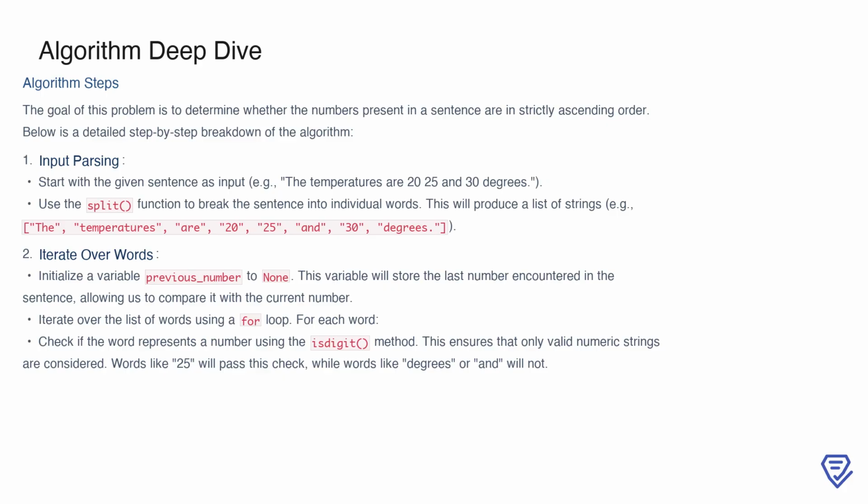Next, we initialize a variable called previous_number and set it to None. This will help us keep track of the last numerical value we encountered in the sentence. Then, we iterate over the list of words using a for loop. For each word, we use the isdigit method to check if it represents a numeric value. This ensures that non-numeric words like "degrees" or "and" are ignored, while numeric strings like "20" or "25" are processed. This setup allows us to focus only on the numbers within the sentence while systematically ignoring everything else.